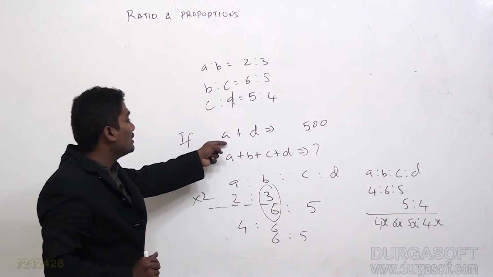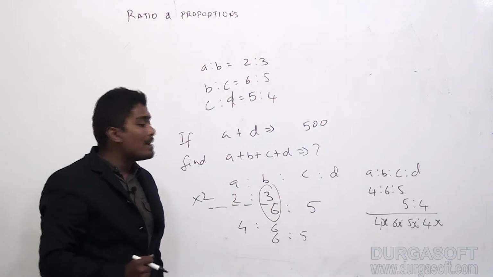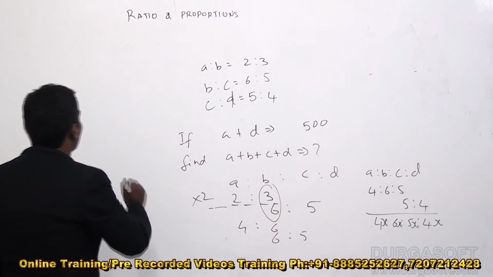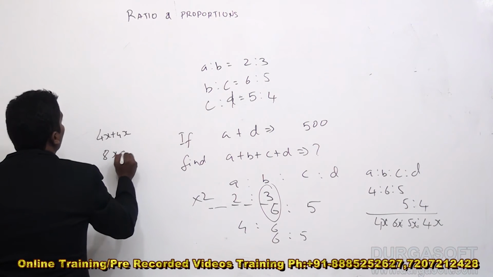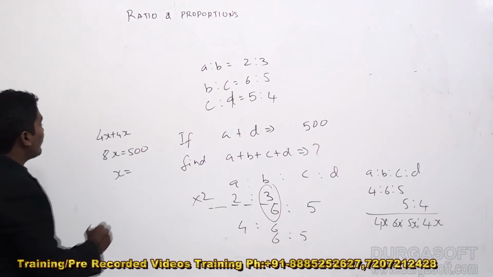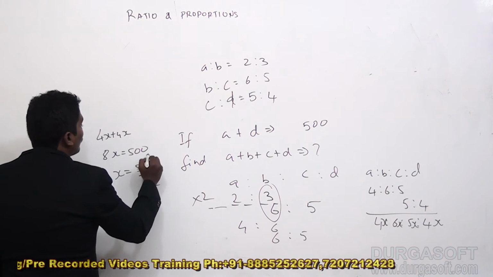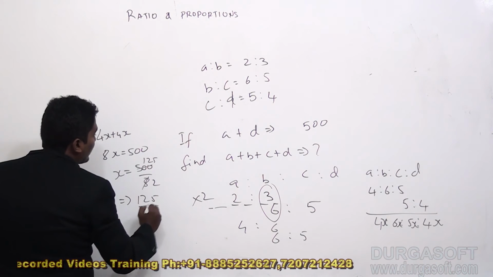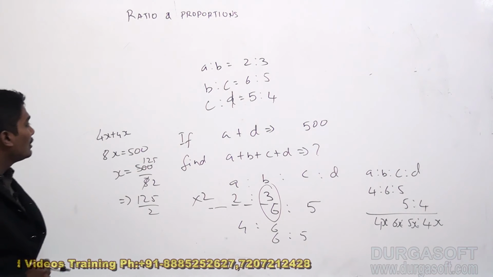The question now given is that the value of a plus d is 500. So a is 4x, d is again 4x. So I will get 4x plus 4x, which is 8x, is equal to 500. I will get the value of x as 500 divided by 8, which is 125 by 2. So x is 125 divided by 2.